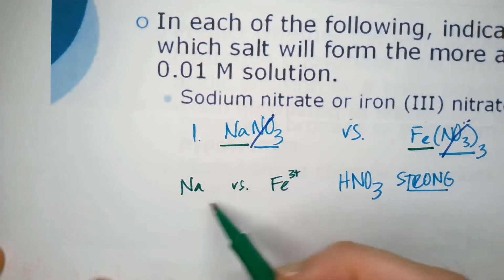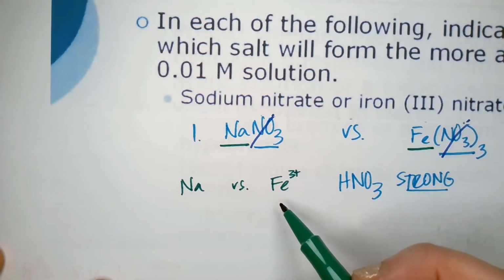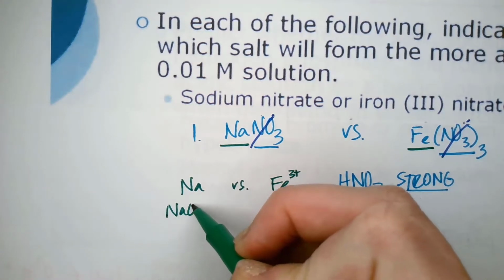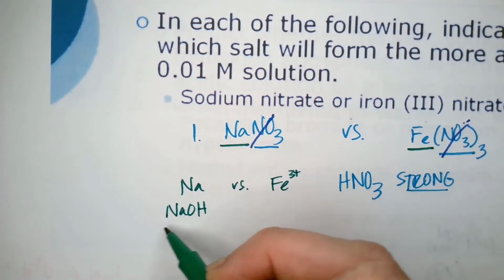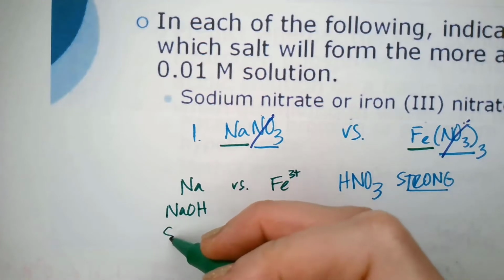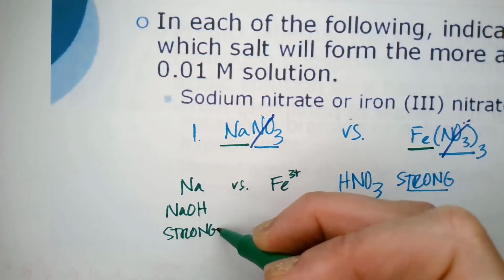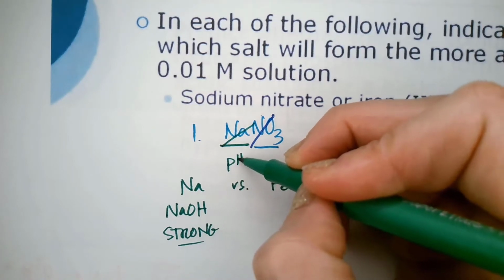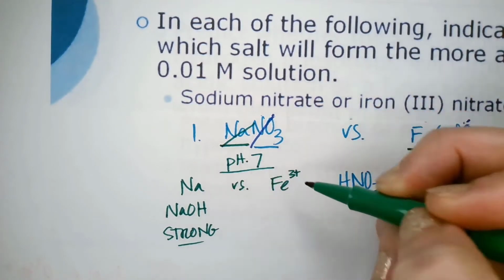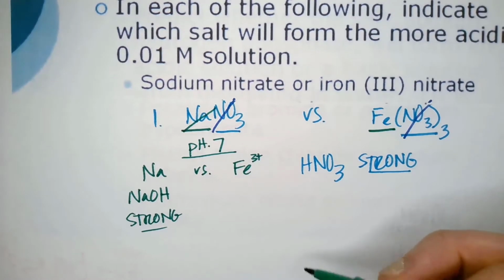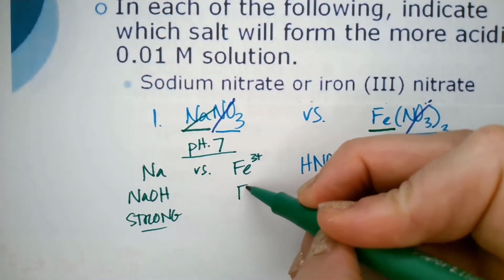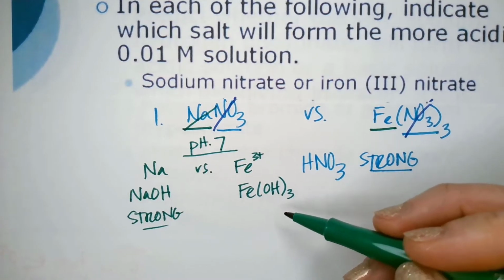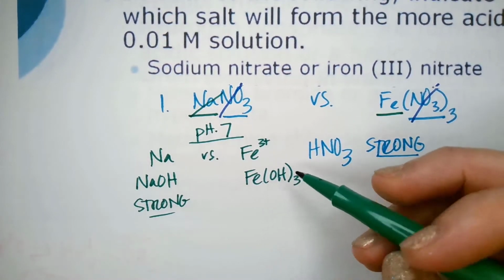So let's look at these cations' parent bases. The cation's parent base would be NaOH. We know sodium hydroxide is strong, right? No effect on the pH. This pH is going to be neutral at 7. Let's look at Fe. Its parent base would be Fe(OH)3, iron hydroxide. And we know that it is not strong. We'll call it weak.